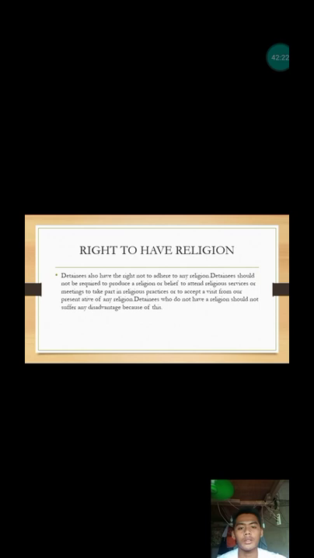So the right to have a religion belongs to the detainees. They should not be forced if they do not have a religion, so it is not a disadvantage to them. If the detainees do not have a religion, they do not attend the meetings. So just respect what they are believing. They are also human.